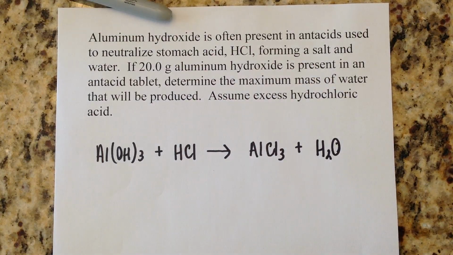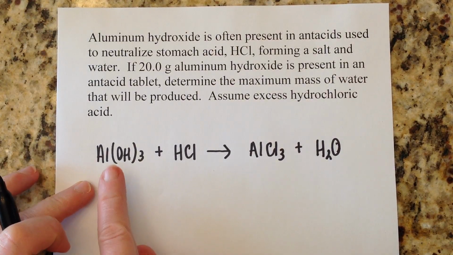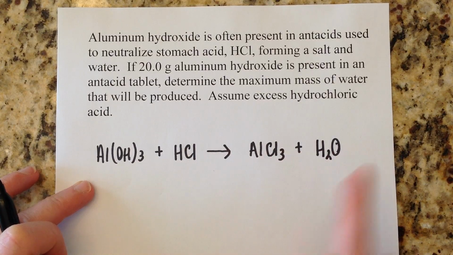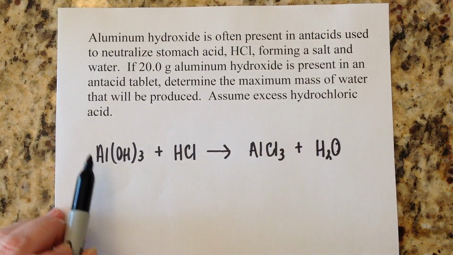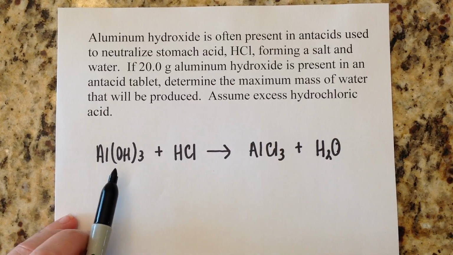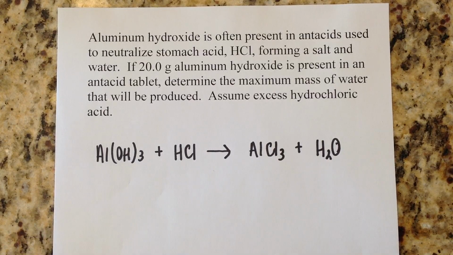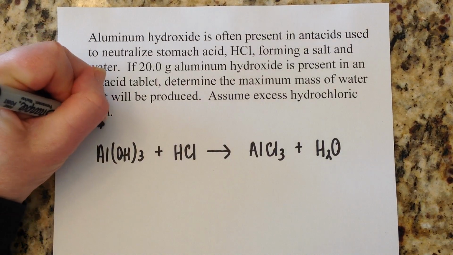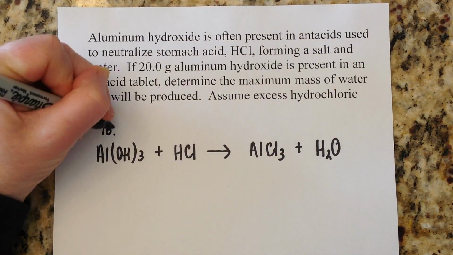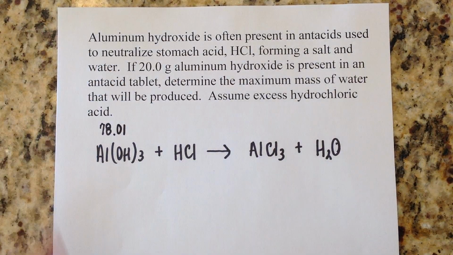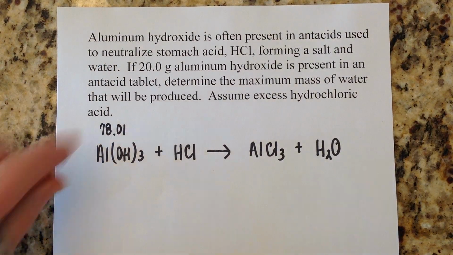Now, before I balance this, the next thing I like to do, I think this is great for beginning chemistry students, is I'm going to go ahead and figure out all these molar masses real quick so that when I need them, I have them. So if I add the mass of 1 aluminum to 3 oxygens and 3 hydrogens, that is going to give me 78.01 grams per mole. I'm not going to write the gram per mole down. This is really just my scratch work.